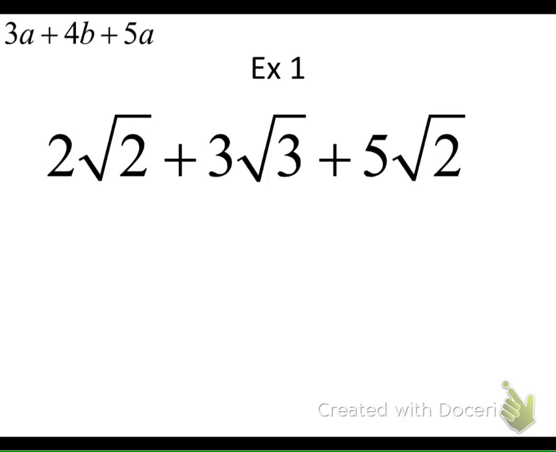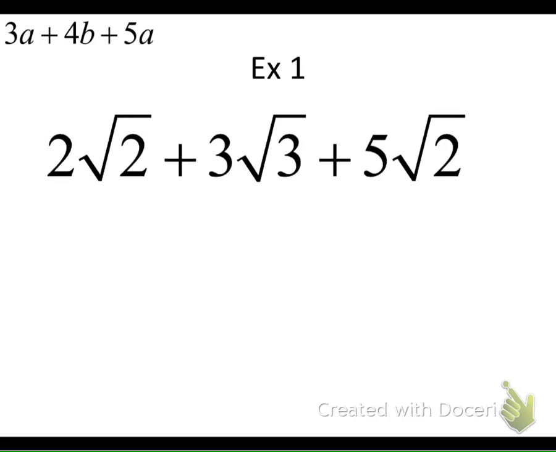So go ahead, for example number 1, write this down. You have 2 square root 2 plus 3 square root 3 plus 5 square root 2. Is that part up there part of the problem? No, that was just kind of showing you that that's like terms. We're going to look at these as like terms.